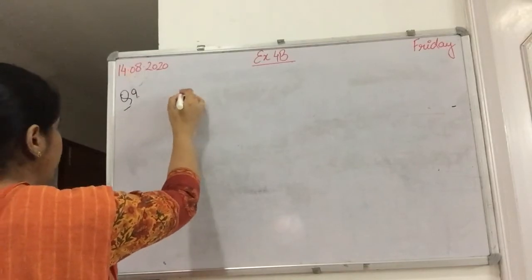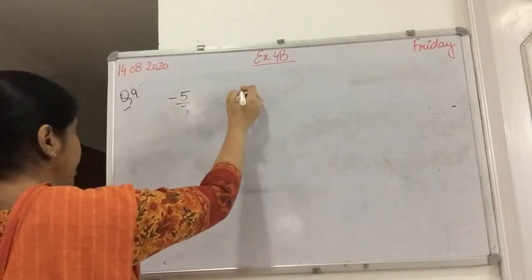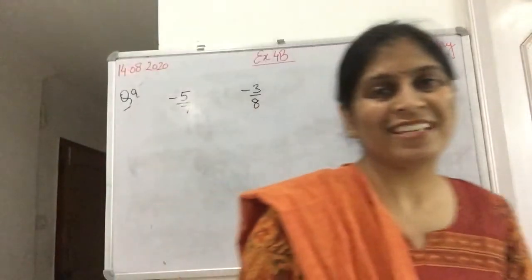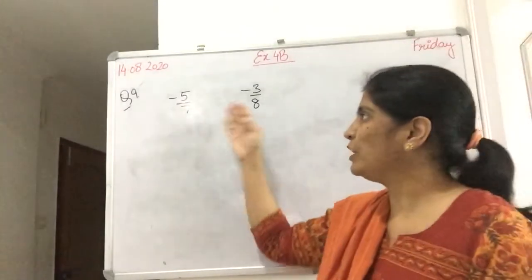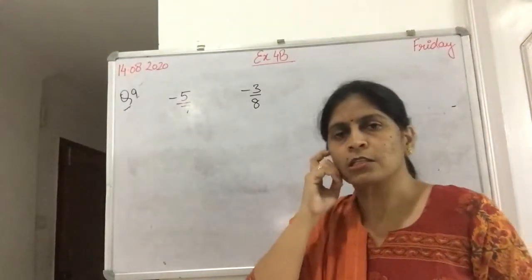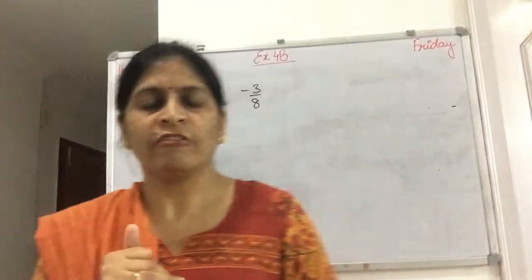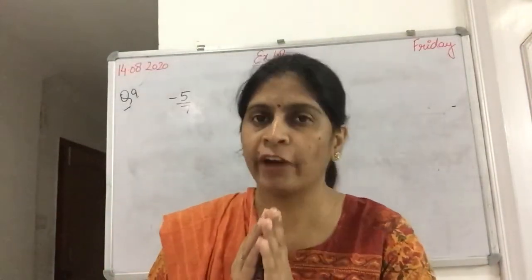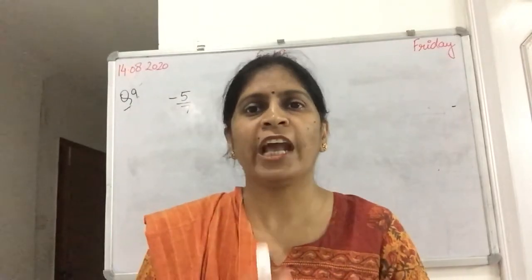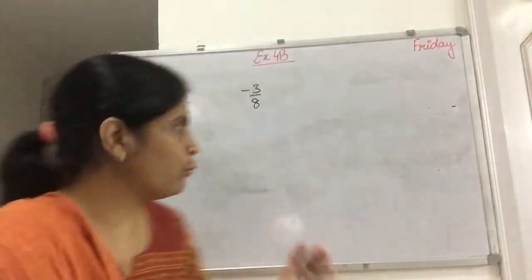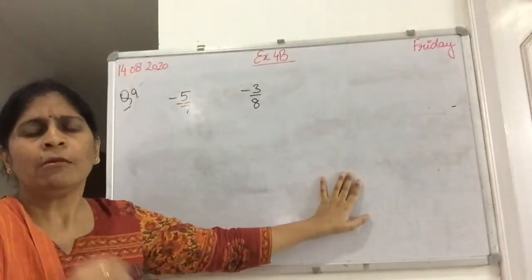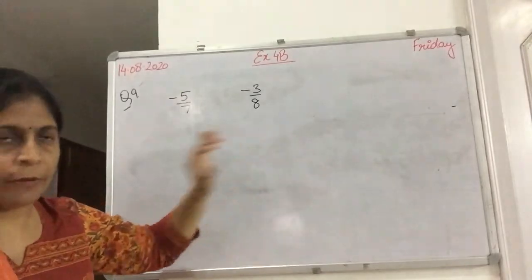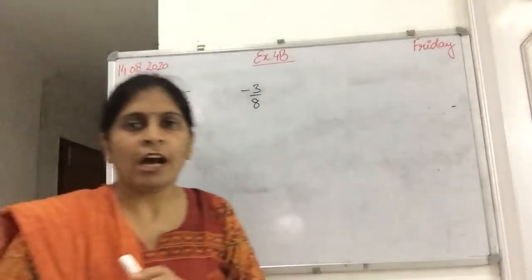Find 5 rational numbers between 5 by 7 and minus 3 by 8. Now students, you have to find those rational numbers which come in between these two. So how to get the rational numbers? Whenever any two rational numbers are given to you, there are infinite numbers in between any two numbers, whether both are negative or both are positive. First of all, you can see that these are unlike rational numbers.